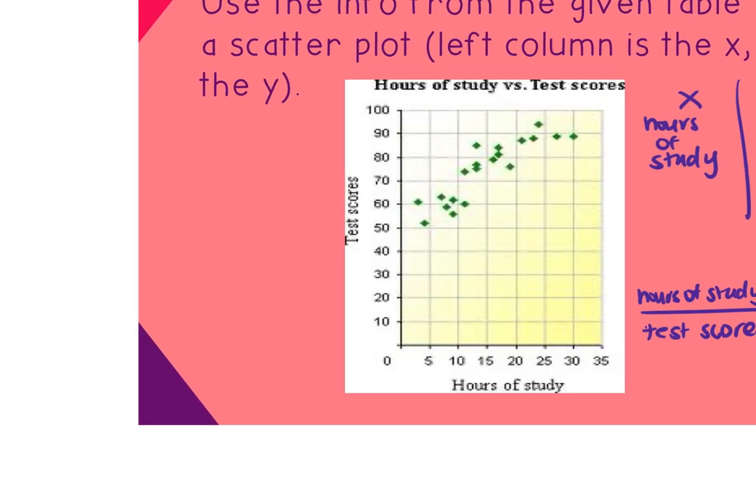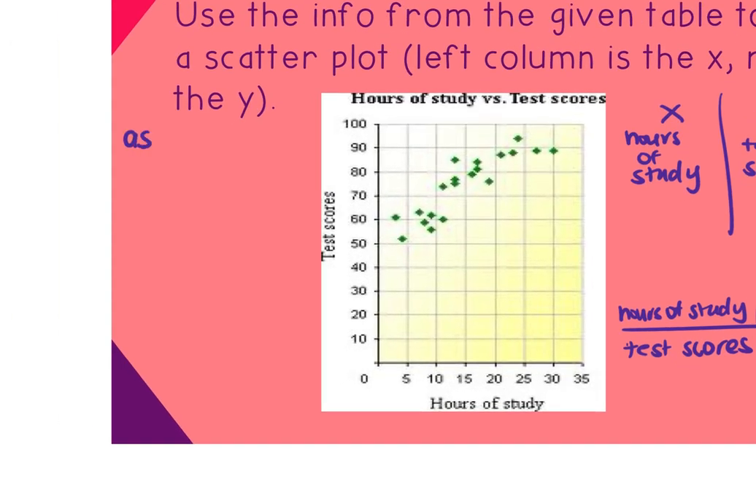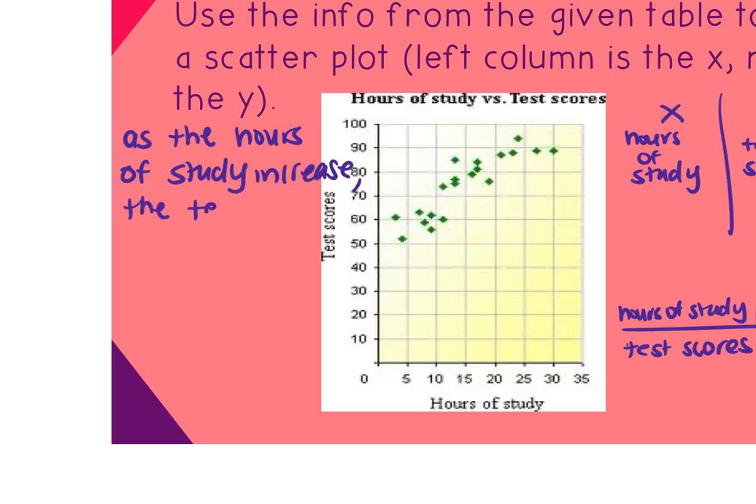So when I say, what does it mean in this context? You would literally use the words: as the hours of study increase, the test scores increase. So when it uses the words in this context, you have to include the subjects. You have to include hours of study and test scores.